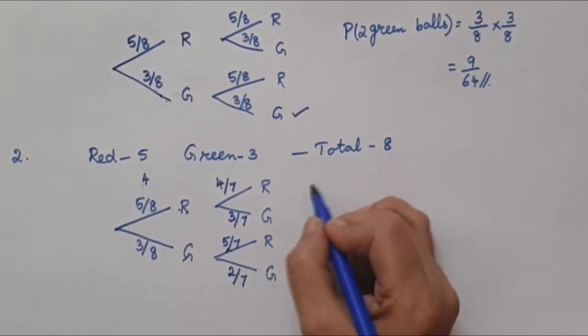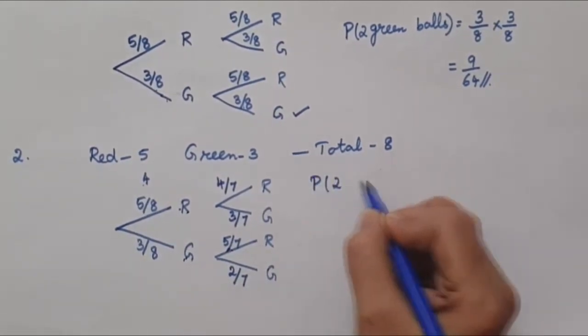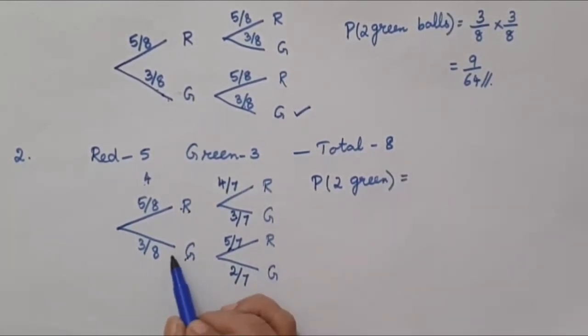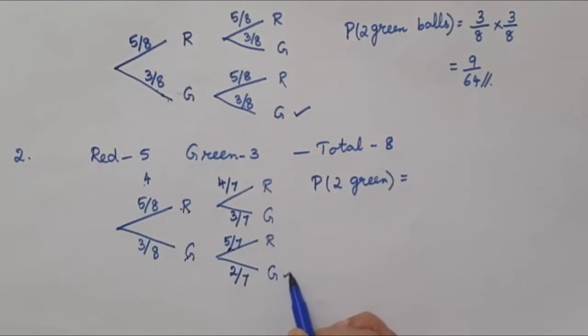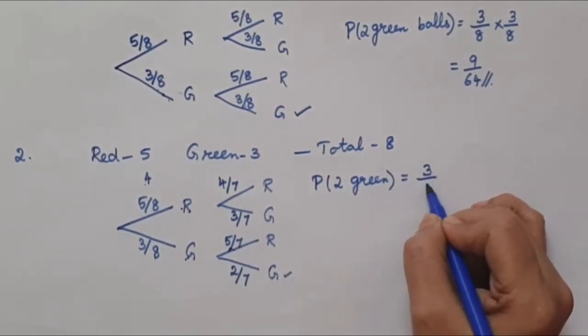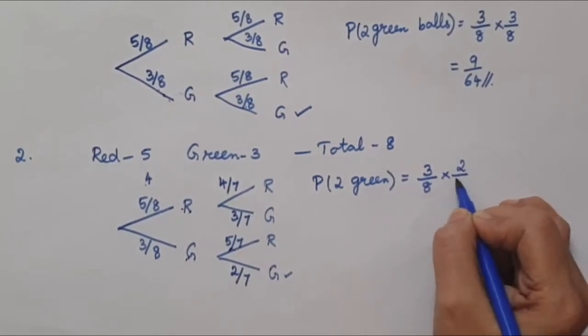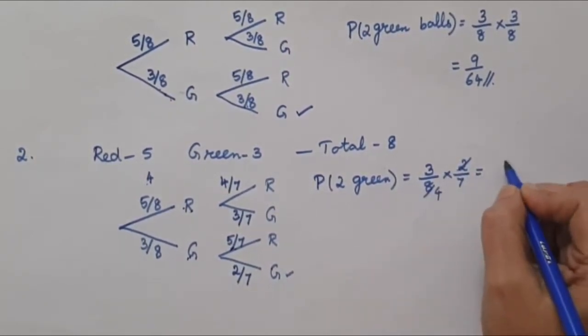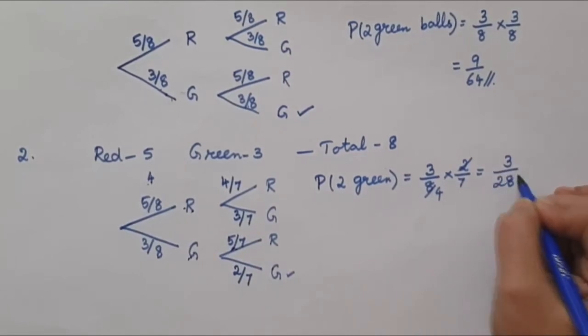So now, probability of 2 green balls. That is, where do you have green? This and this branch. When you go along the branch, we multiply 3 over 8 multiplied by 2 over 7. When we simplify it, this is 4. So it is 3 over 20.